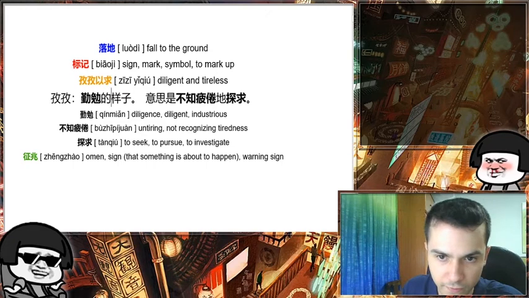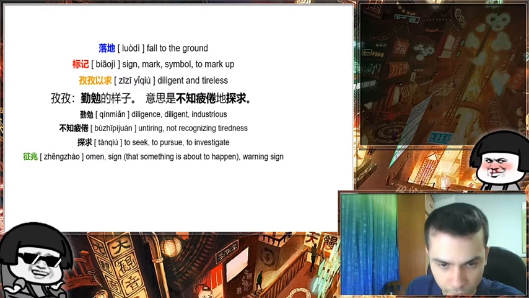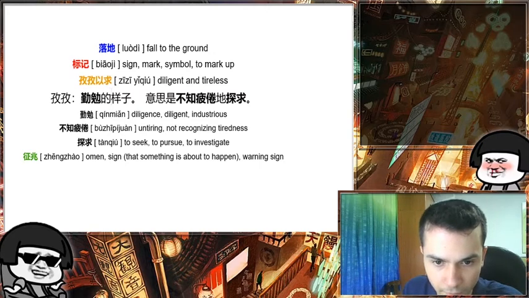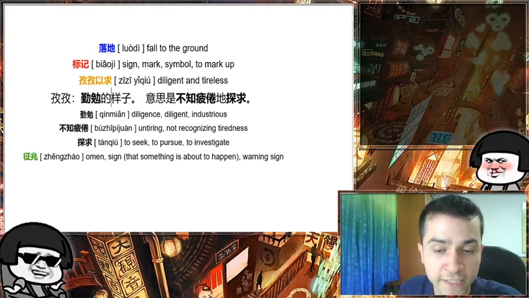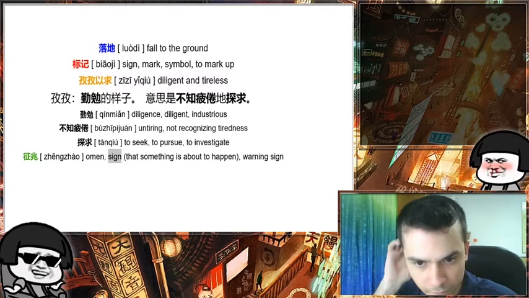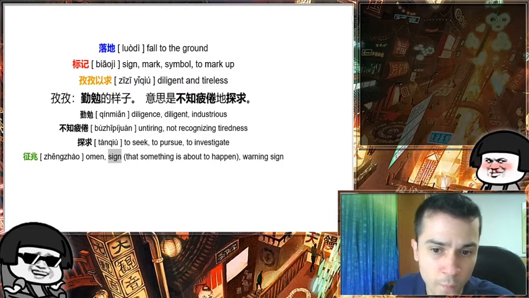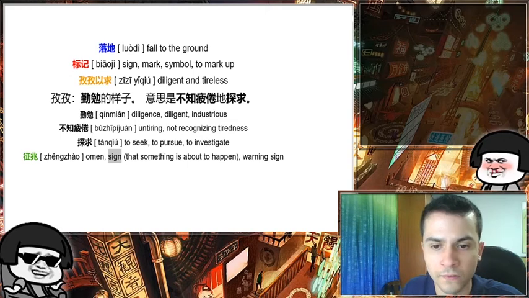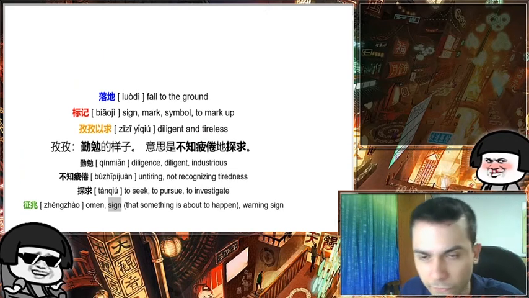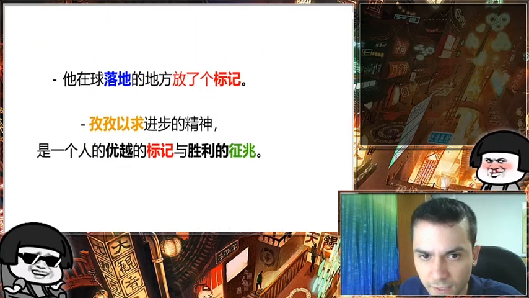Here we have the definition in Chinese if you are interested. And the last word we have now is 征兆. 征兆. Okay, so this one means sign, but it's not a physical sign. It's not like a mark. It's more of an omen, right? A sign that something is about to happen or that something will happen in the future, right? So let's go back to the sentences we are studying and let's see what they mean.